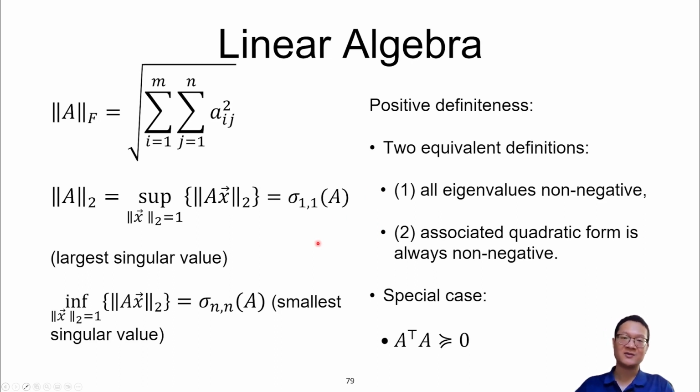We also talked about the positive definiteness of matrices using 2 equivalent definitions, one based on the eigenvalues, another based on whether the associated quadratic form is always non-negative. We saw that in the special case of a matrix in the form of A transpose A, that matrix is always going to be positive semi-definite.